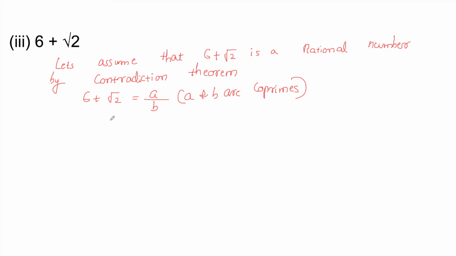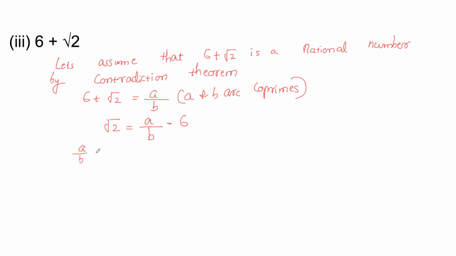Okay, now we can cross multiply this. Otherwise, root 2 we can take it as, without cross multiplication we can perform this. Root 2 is equal to a by b minus 6. We can write like this. Okay, always keep the irrational number on the left hand side. Okay, so root 2 is equal to a by b minus 6. A by b minus 6 is a rational number where a and b are co-prime integers. Okay, but root 2 we already proved that root 2 is irrational. So again it contradicts. This is rational and this is irrational. So our assumption was wrong and we can conclude that 6 plus root 2 is irrational.